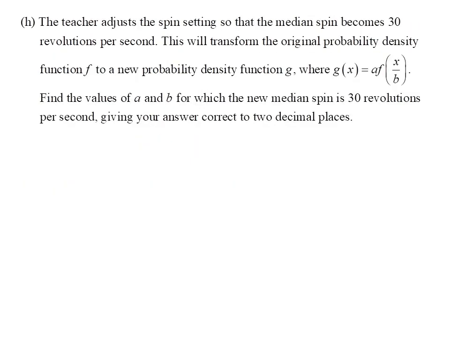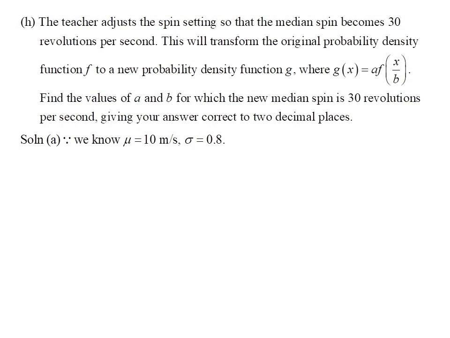Now the teacher adjusts the spin setting so that the median spin becomes 30 revolutions per second. This will transform the original probability density function f of x to a new probability density function g of x, where g of x equals a times f of x over b. Based on that, part H of this question is to find the values of a and b for which the new median spin is 30 revolutions per second. Now let's solve this long question by starting from part A.